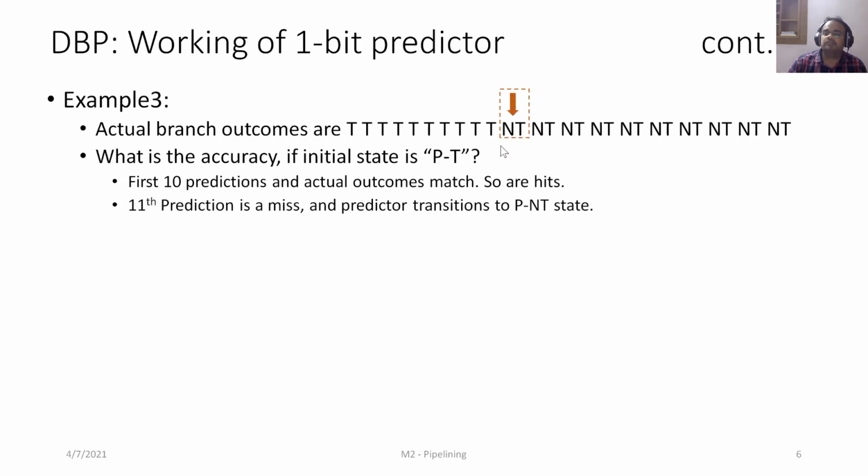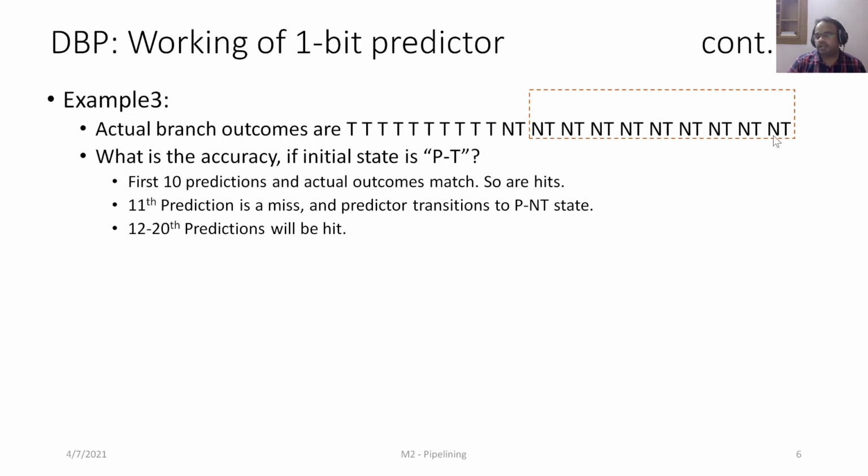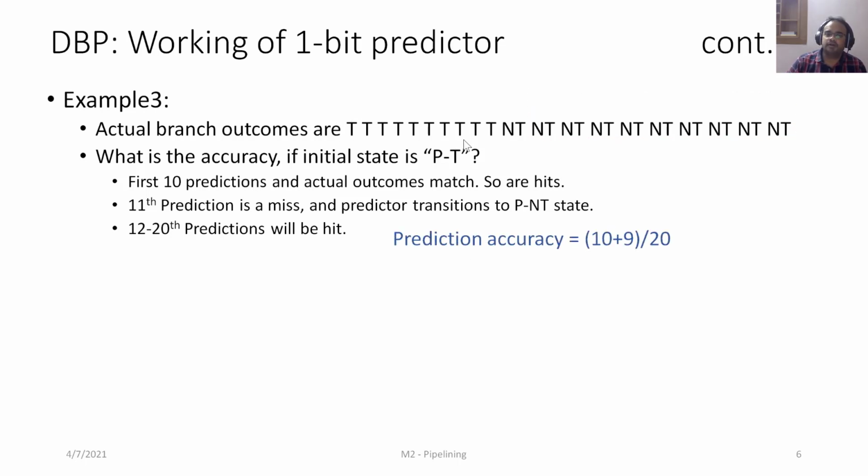Now the 11th time we will predict taken, but the actual branch outcome is not taken. So it is a misprediction. Accordingly, we will switch the state to predict not taken. And for the remaining 9 times, from 12 to 20, all the branch outcomes are not taken and we will continue to be in the predict not taken state, and all of them are hit predictions. So here the first 10 times are hits, the 11th time is a miss, and the remaining 9 times are hits. So it is 19 upon 20.